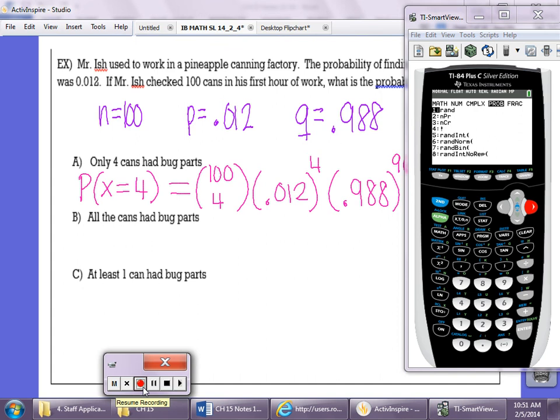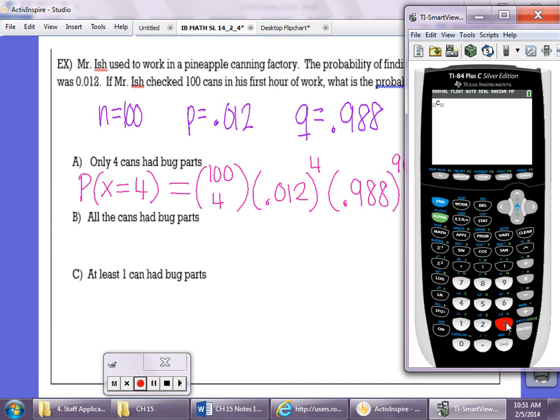So here's math, move over to probability, and you're going to go to number 3, which is N choose R. Depending on the type of calculator you have, it may look different than mine. My N is 100. My choose value is 4. And then from there, I can actually multiply it by 0.012 to the fourth power. And then I can multiply that by 0.9.